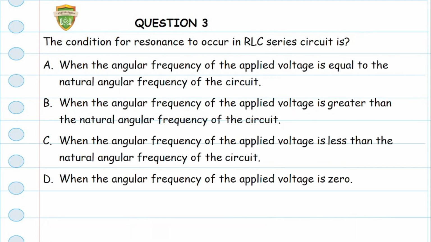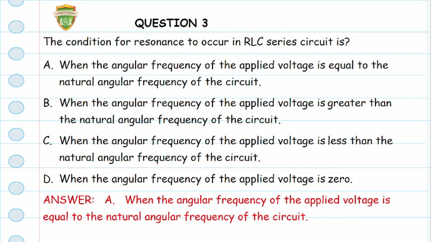Question 3. A condition for resonance to occur in RLC series circuits is. Now we know that resonance, generally speaking, occurs when the external frequency of an applied force is equal to the frequency of the system which is receiving the applied force. So in this case, when we go through all the options, our answer will be A, which is when the angular frequency of the applied voltage is equal to the natural angular frequency of the circuit, meaning that our answer will be A.